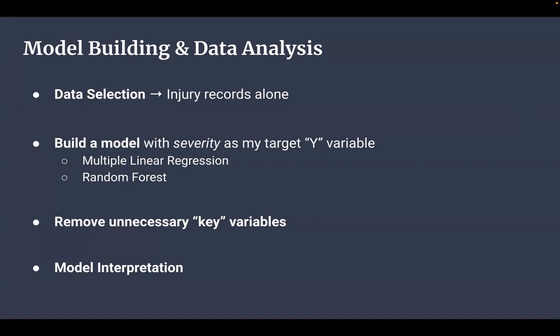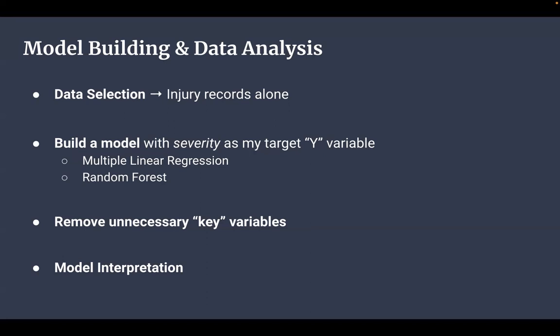So then what we're looking to do is build a model with the severity as my target Y variable. At this point, I would like to build a model with severity as my target variable to better understand and identify some key factors behind severity of injuries. So we're going to be using two different techniques here. The first being multiple linear regression, and the second being the machine learning algorithm random forest model.